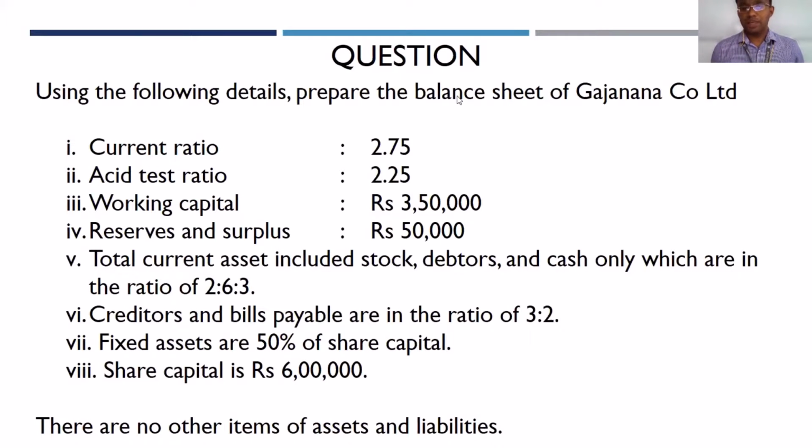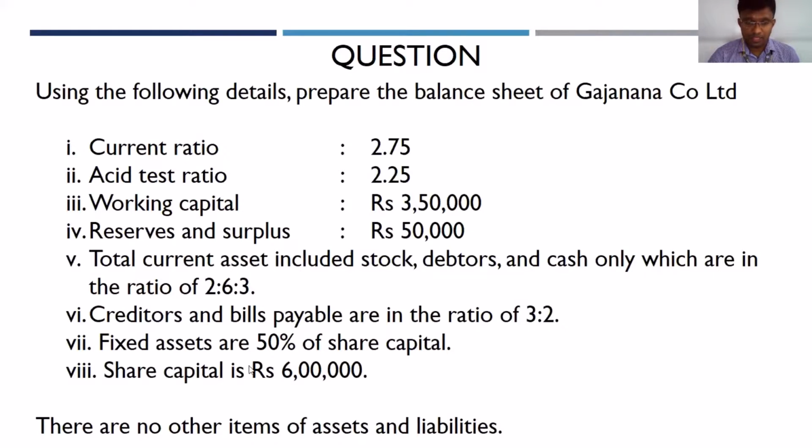Using the following information, prepare the balance sheet of Gajana Company Limited. They have given us current ratio 2.75, asset test ratio 2.25, working capital 3,50,000, reserves and surplus 50,000. Total current asset included stock, debtor, cash only, which are in the ratio of 2:6:3. Creditors and bills payable are in the ratio of 3:2.